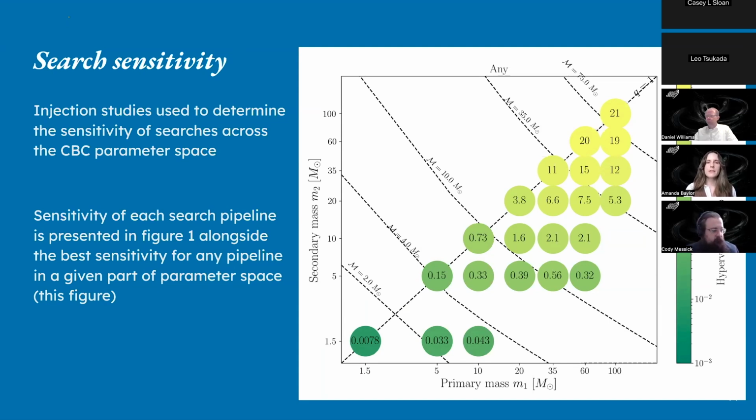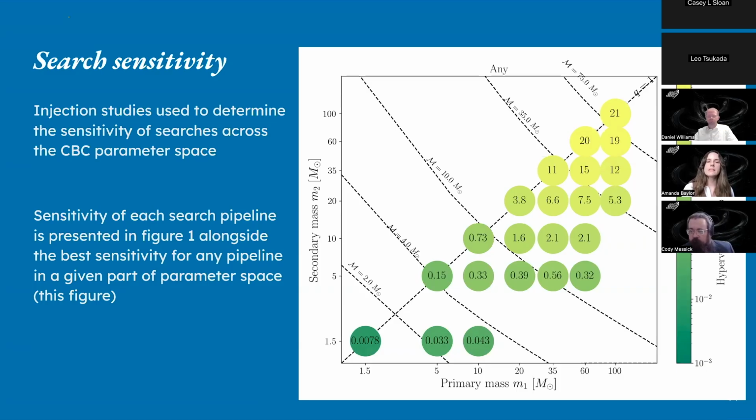And here we're showing the results for any pipeline. So we have multiple pipelines which analyze our data and produce candidates, but here we're combining those results. This is featured in figure 1 of our paper. It shows us the sensitive hypervolume VT for injections found by at least one search pipeline, which we can also call any because it can be from any search pipeline.